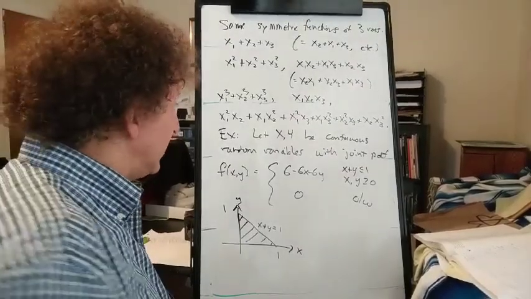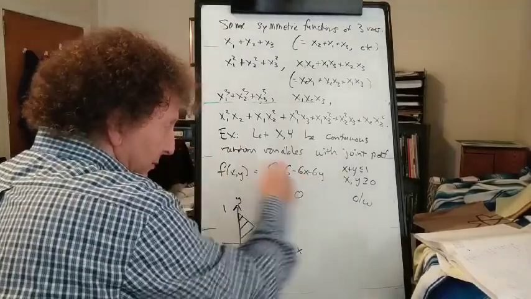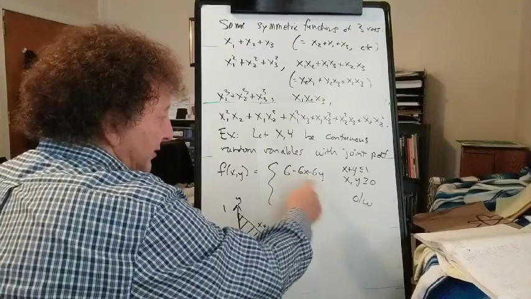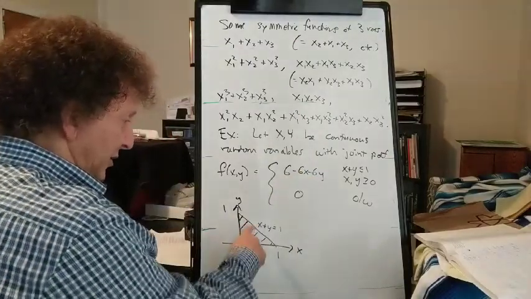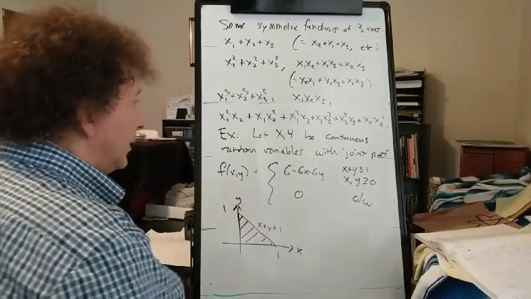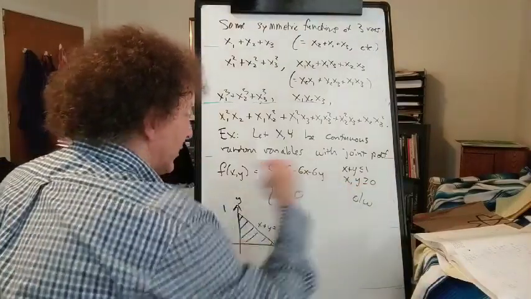So we can see in this formula that if we were to swap all the x's and y's, the formula would stay exactly the same. 6 minus 6y minus 6x is the same thing that we have. And the region wouldn't change either. If we change this to y plus x equals 1, that's the same thing as x plus y equals 1. x and y being greater than or equal to 0 is the same as y and x being greater than or equal to 0.